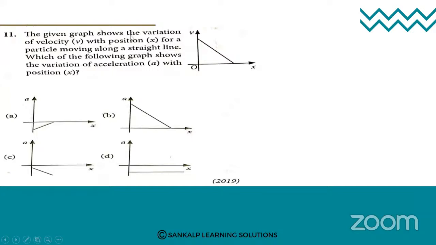The next one, the given graph shows the variation of velocity with position. So in the graph it is velocity versus position. The particle is moving along a straight line. Which of the following graphs shows the variation of acceleration with position? The graph given here is velocity versus position. Which of the four graphs given here represents acceleration with position? Guess one.